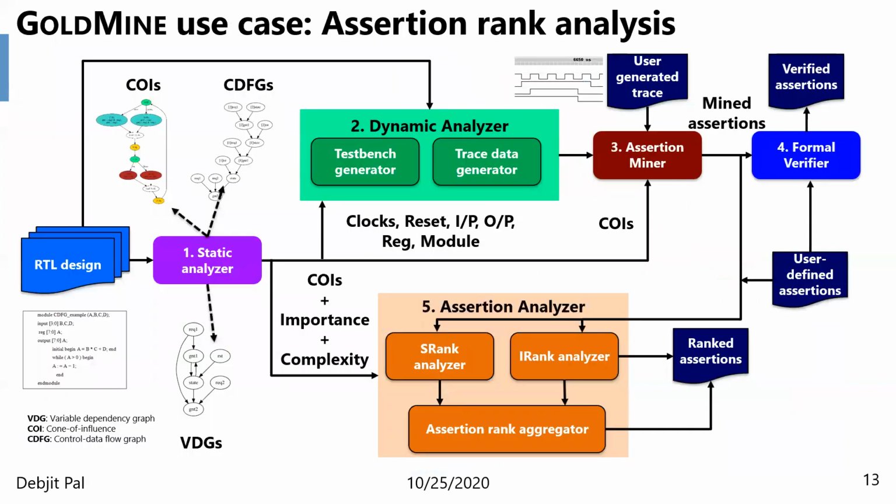The next use case of GOLDMINE is assertion rank analysis. To enhance verification quality, it is imperative to use high quality assertions that can capture subtle and important design behaviors. To automatically identify such high quality assertions, constructing a quantitative figure of merit is a critically important problem. We have implemented such a ranking scheme to identify the set of most valuable assertions for verification tasks in the assertion analyzer.